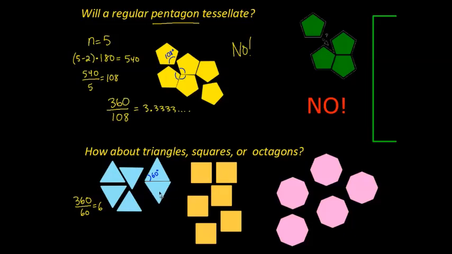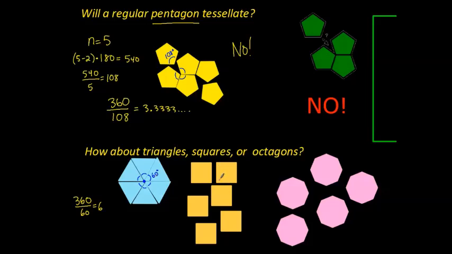Let's try to do that and see if it will work. And there we have our visual of the regular triangle tessellating. In fact, there are 6 of them. 1, 2, 3, 4, 5, 6. 6 of those around this point in order to tessellate.